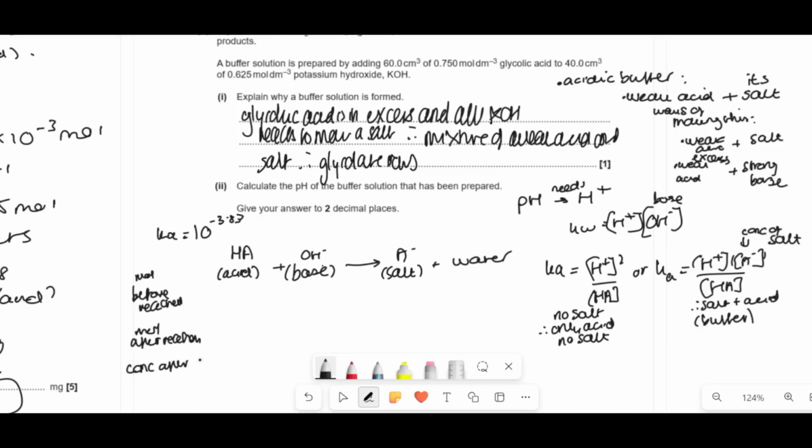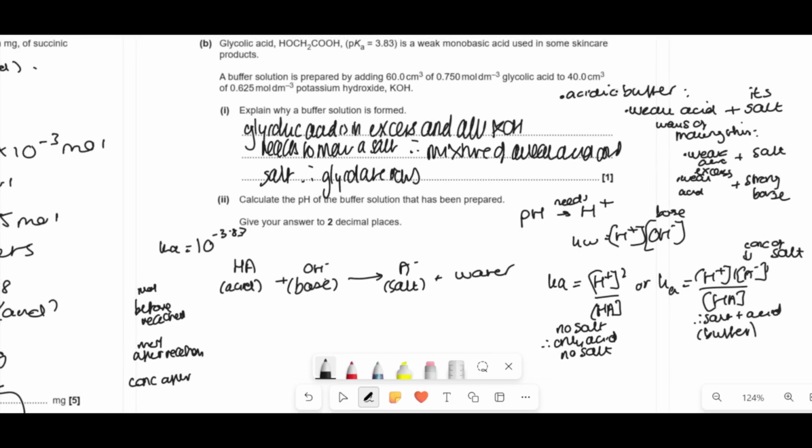If you do that with every single question, even if they're not mixing two things together, it makes a lot more sense. So then think, we're reacting glycolic acid and this base. The moles of the glycolic acid before you've done any reacting is going to be 0.750 times 60 over 1,000, which is 0.045 moles. The amount of base we've added is the volume, so 40 over 1,000 times 0.625. If we do that, we have 0.025 moles.